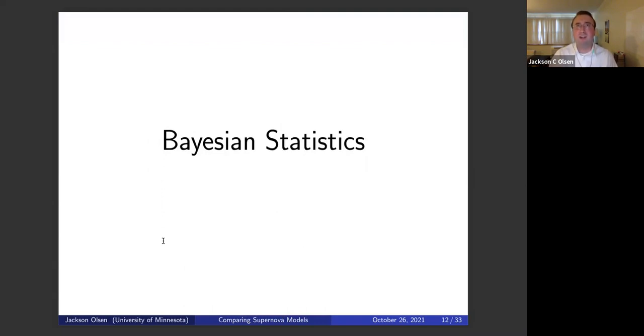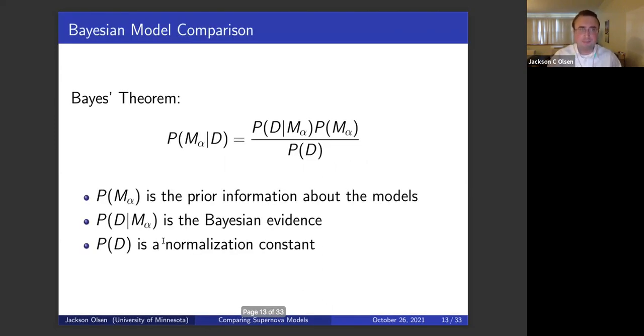Now, I've talked about the data and the models that we want to compare. And so now it's time for me to talk about the machinery that we're going to use to actually do that. And to do that, I'm going to use Bayesian statistics.